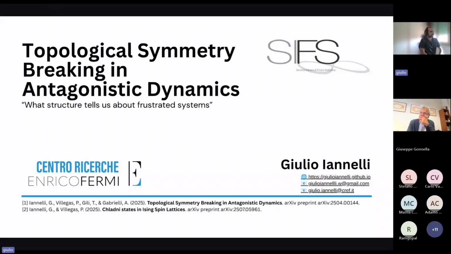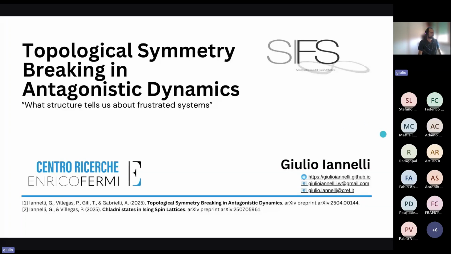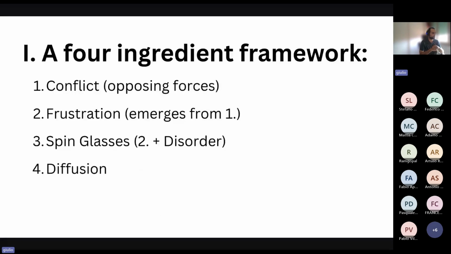Today I'm going to talk about the new works that we've done in the past years about how we can say something about frustrated systems starting from the analysis of the structure. This is because our background comes from networks, and during the university years we also studied disordered systems, and at some point the two things coalesced and emerged into these works.